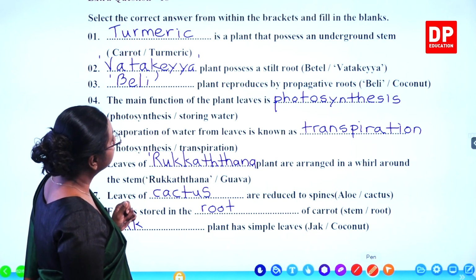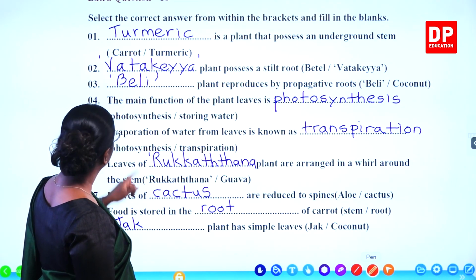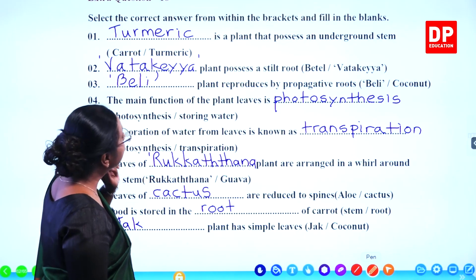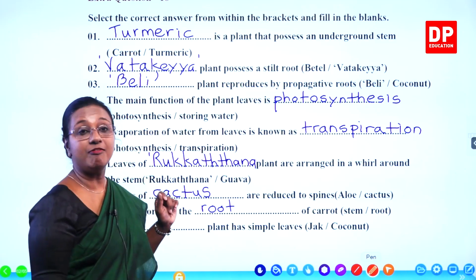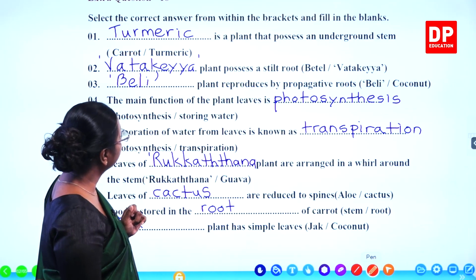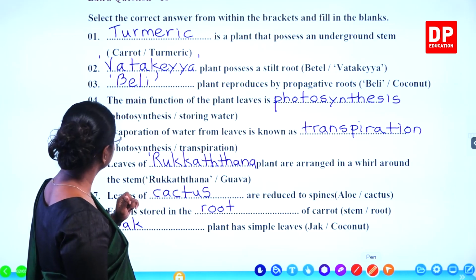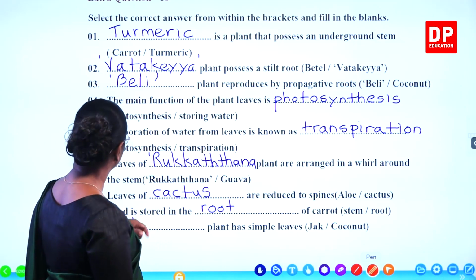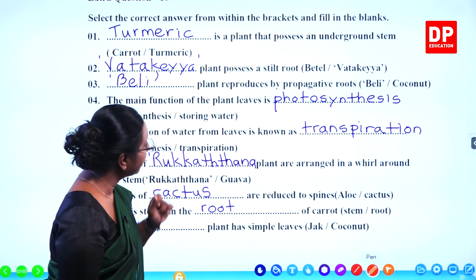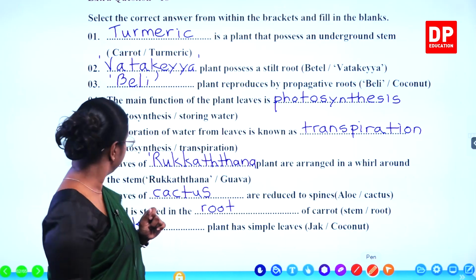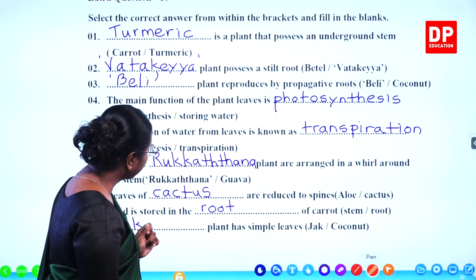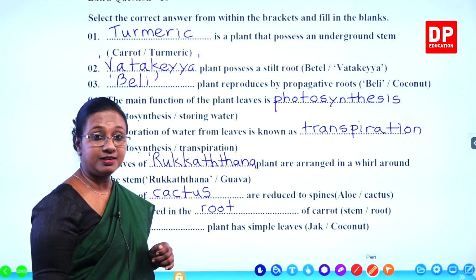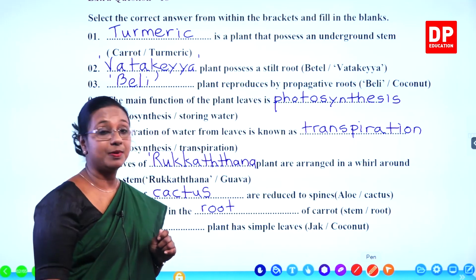Turmeric is a plant that possesses an underground stem. Vatakeya plant possesses a stilt root. Belly plant reproduces by propagative roots. The main function of plant leaves is photosynthesis. Evaporation of water from leaves is known as transpiration. Leaves of rook attana plant are arranged in a whorl around the stem. Leaves of cactus are reduced to spines. Food is stored in the root of carrot. And jack plant has simple leaves.